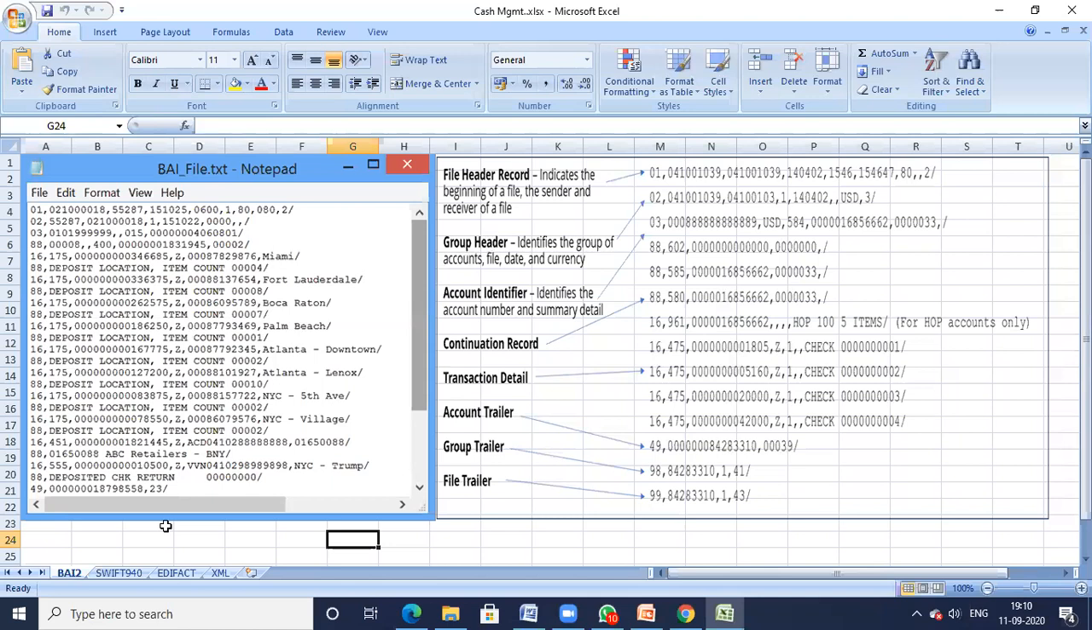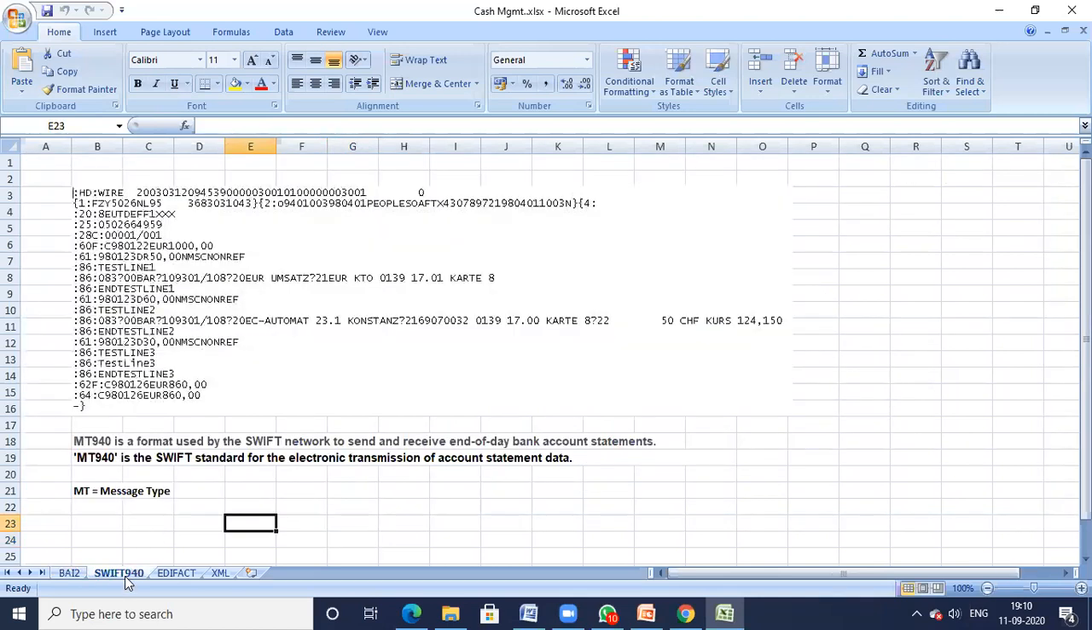And you even have your Swift 940. Swift is basically the Society for Worldwide Interbank Financial Telecommunication. Swift 940 is also called international wires. Okay, these are basically a type of international transfer sent via the international payment network. So MT940 is a format used by the Swift network to send and receive end of day bank account statements. MT940 is the Swift standard for the electronic transmission of account statement data. MT means message type.